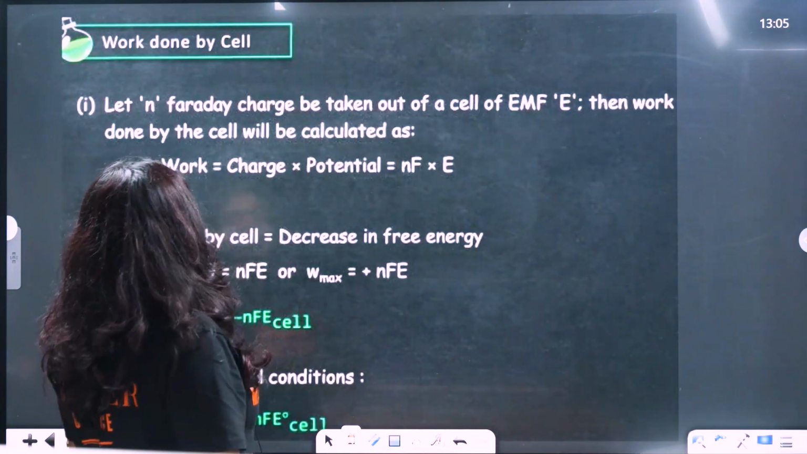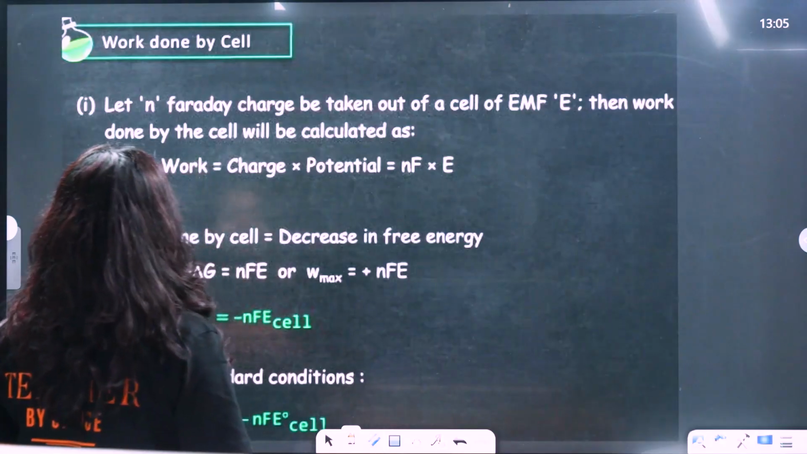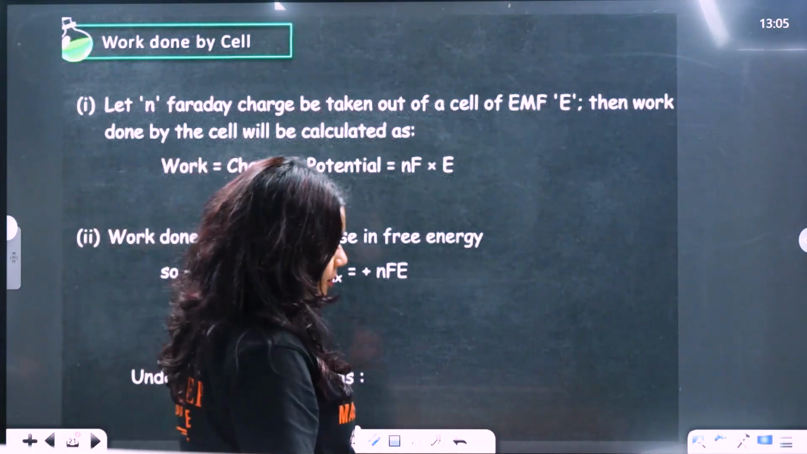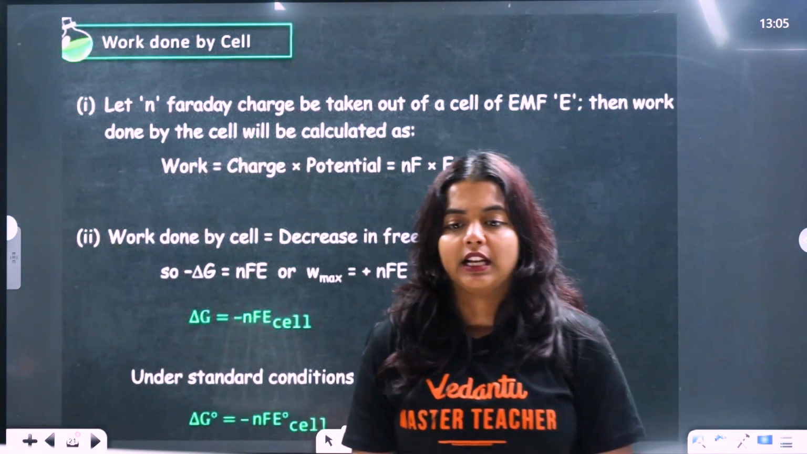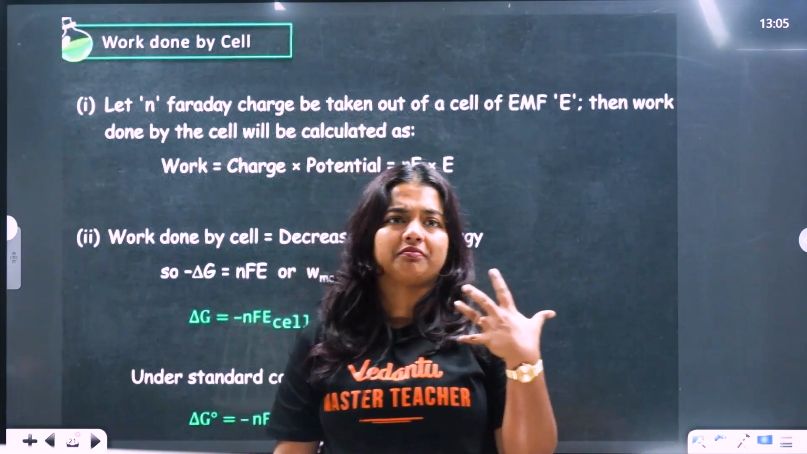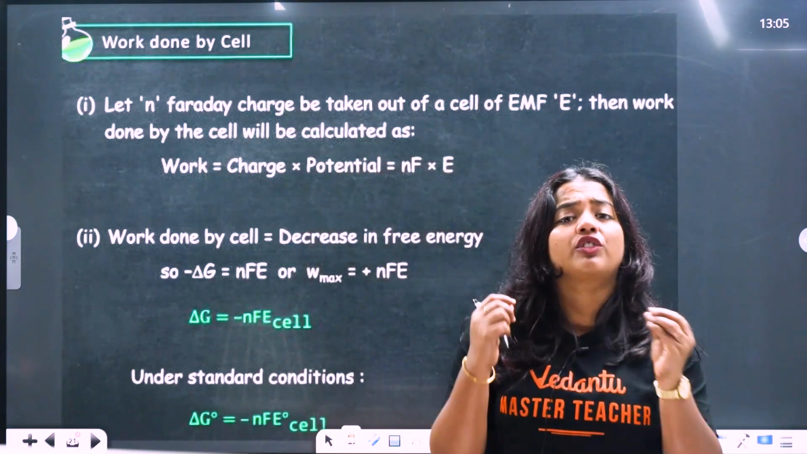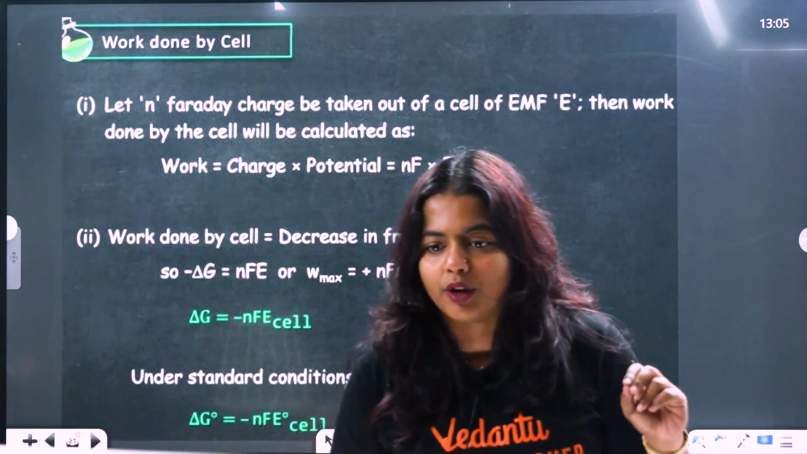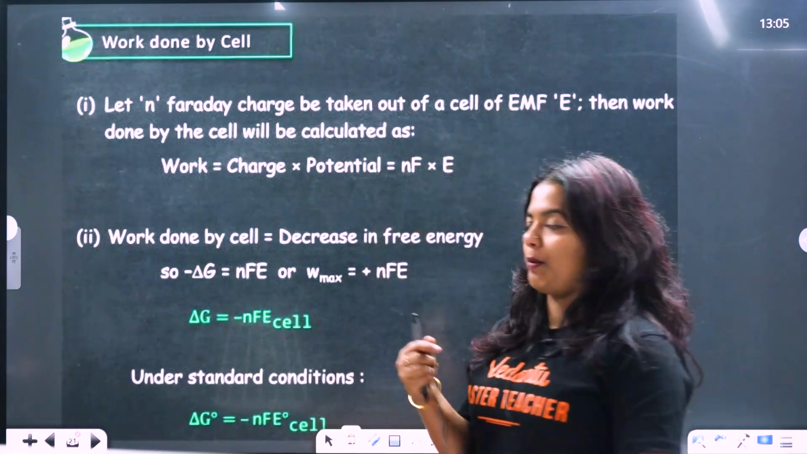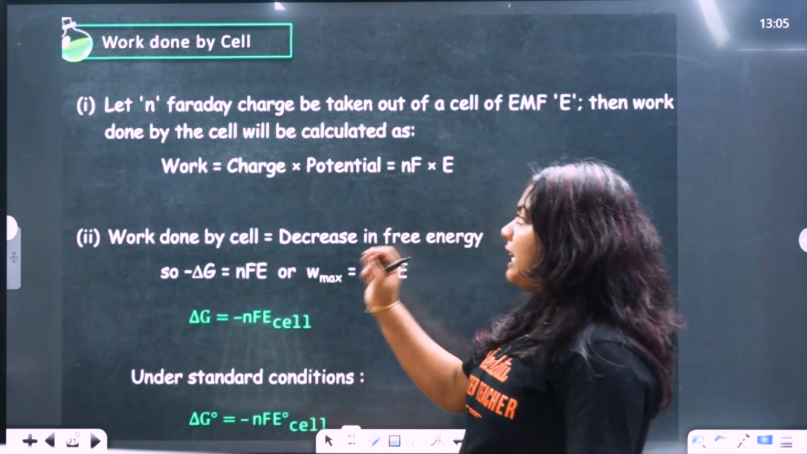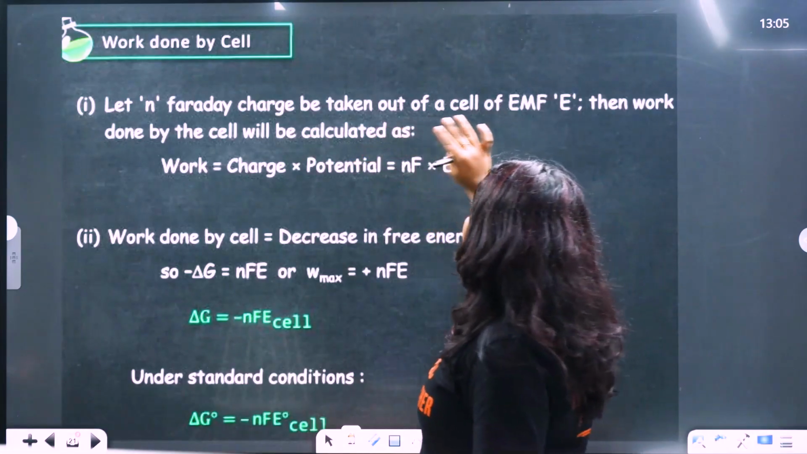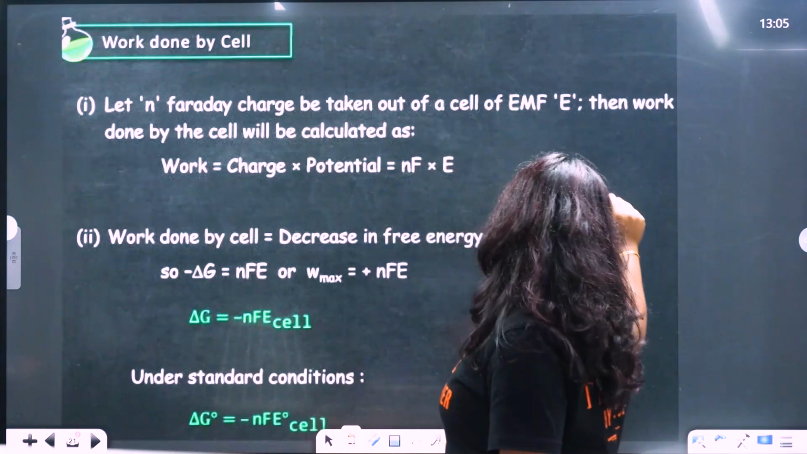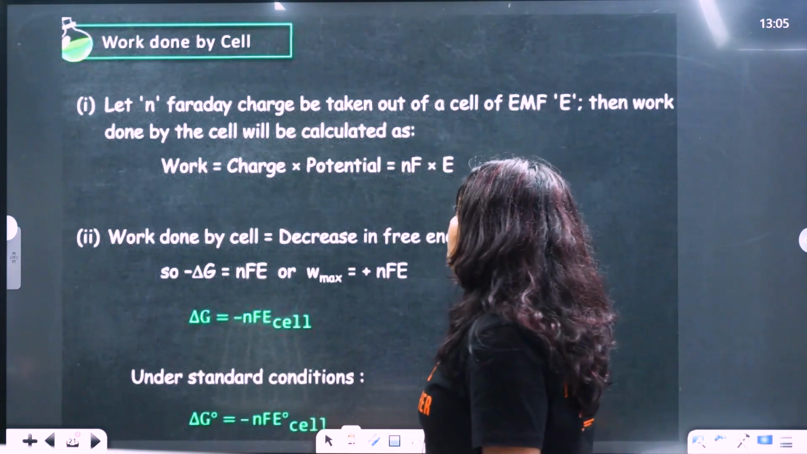Clear everyone? Clear? Now, how do we find the work done in a cell? We are going to talk about work done by a cell, how it is possible to find it. First of all, let n Faraday of charge be taken out of a cell of EMF E, then the work done by the cell will be calculated.